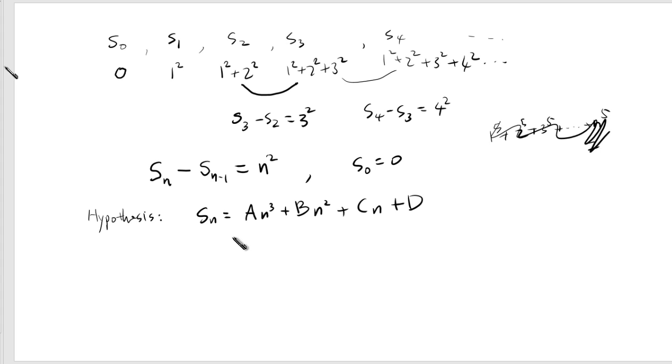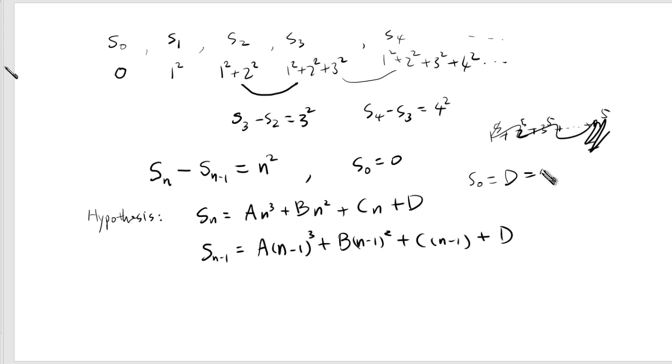Okay. So we're going to use this, and if Sn is an cubed plus bn squared plus cn plus d, what is S(n minus 1)? Well, you're replacing n by n minus 1, so it will be a times (n minus 1) cubed plus b times (n minus 1) squared plus c times (n minus 1) plus d. And because S of 0 is 0, if I plug in 0, I get S0 equals 0, 0, 0 plus d. So S0 is d, so that has to be 0 because of this condition. So that's going to go away.